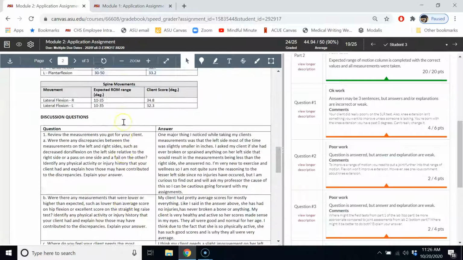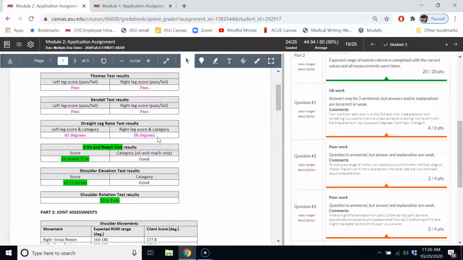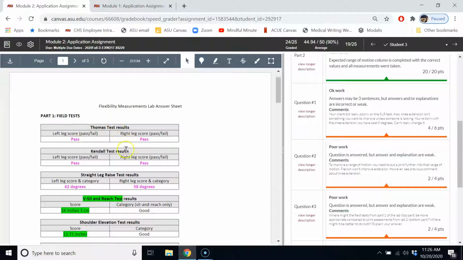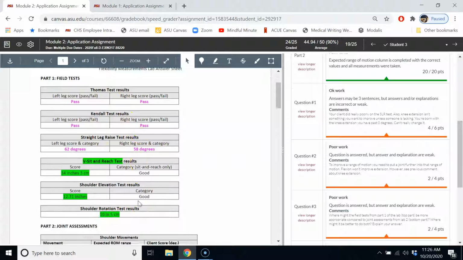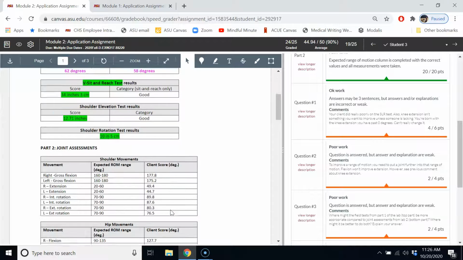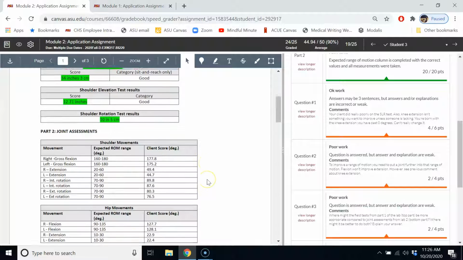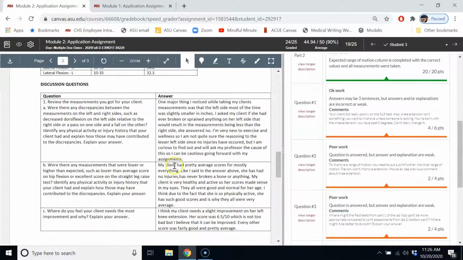Similarly, here I want you to analyze your own results. So instead of comparing left to right, I want you to compare the expected to what you measured. Some of these, like Thomas testers, there are no expected measurements. For most of these, I guess if they have categories, that's good. But you can use your best judgment to determine whether or not somebody looked like they lacked mobility.